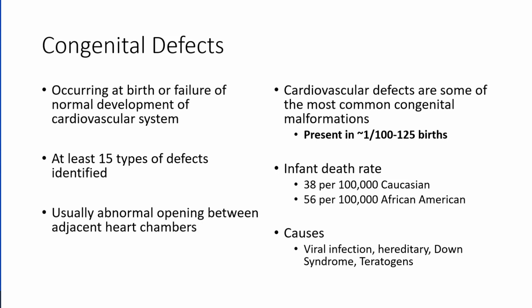The infant death rate is still pretty concerning, about 38 in Caucasian kids, and 56 out of 100,000 in African American kids. There are definitely some social determinants influencing that, especially access to prenatal care. Some of the biggest causes for congenital cardiac defects would be viral infections, teratogen exposure, or inadequate access to prenatal care. Whatever the mother is eating, whatever state the mother is in, is going to pass on to the child. So it's so important that mothers have access to this type of care, because it's going to pass on to the baby.